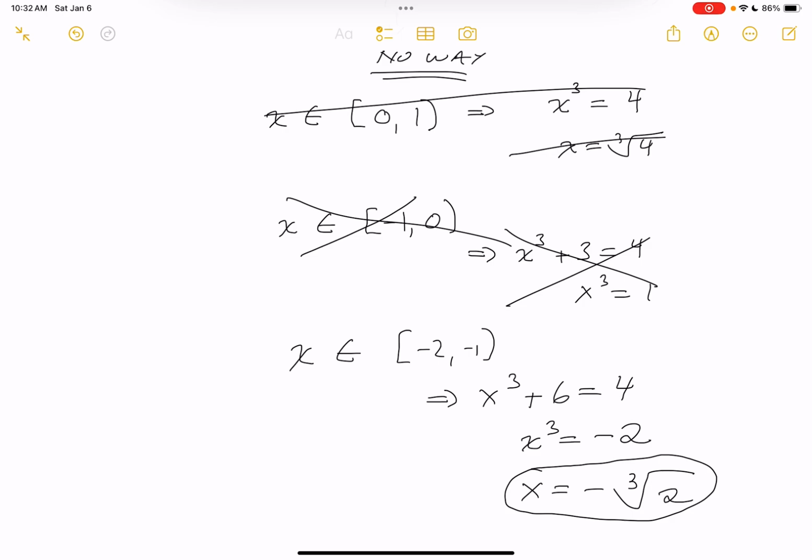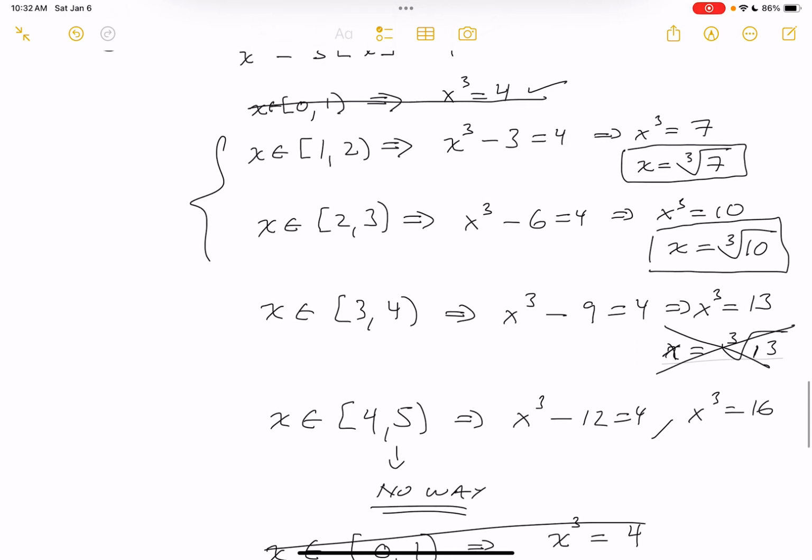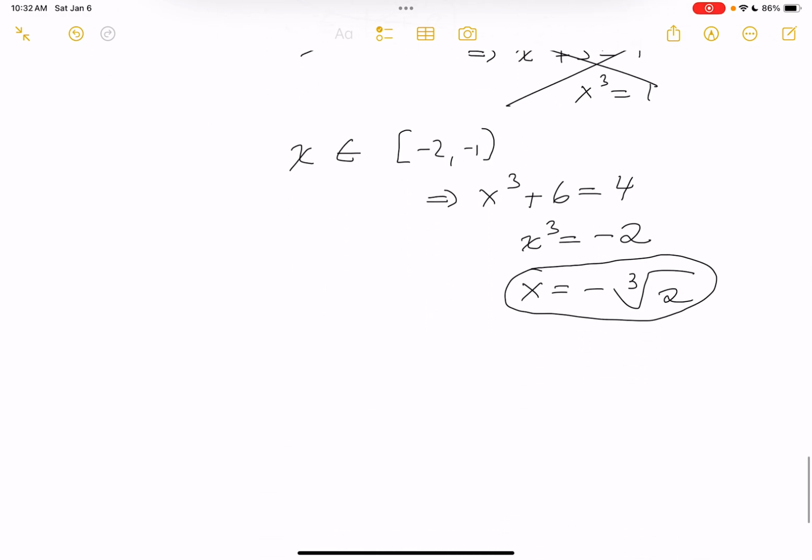I got 3 successes at this point. Let me make sure that's true. Yeah, I got 3. Let's go to another one. x is between, let's see, -3 and -2. What does this give you? x cubed and +9 is equal to 4.